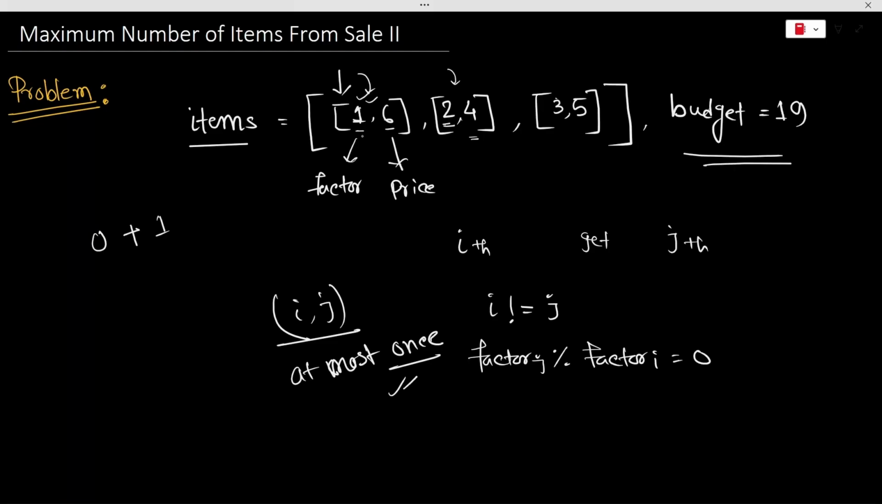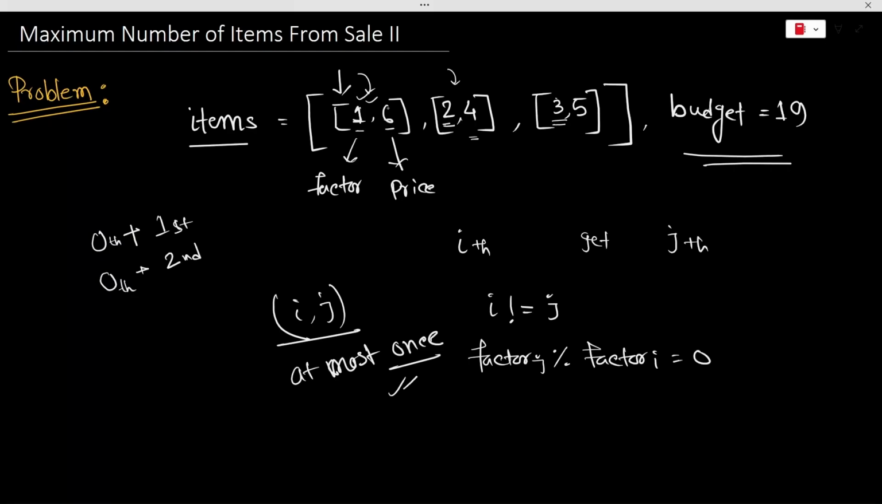Now again, if we buy the zeroth item, the factor here is 3, and 3 is also divisible by 1. So we can get the second index one as a free item. So if we buy the zeroth one, we can get the first one as a free item. If we buy the zeroth one again, we can get the second one as a free item.